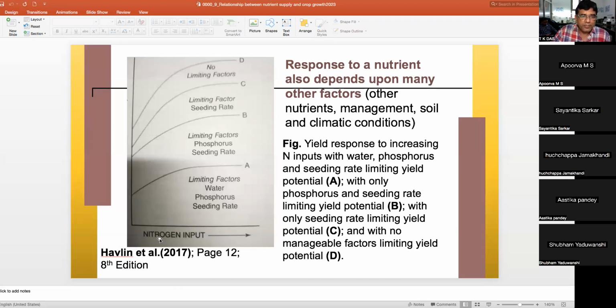You see this picture, nitrogen input is on the x-axis where it is increasing. The supply of nitrogen is increasing. There is no shortage of nitrogen. So what happens? You get growth A. A is the growth. Say you get about 30% or say 25% of the maximum. On the y-axis, you can consider growth or yield. So this is A. But here you can see water, phosphorus, and seeding rate are limiting factors. So if you just supply water, then your yield can become B.